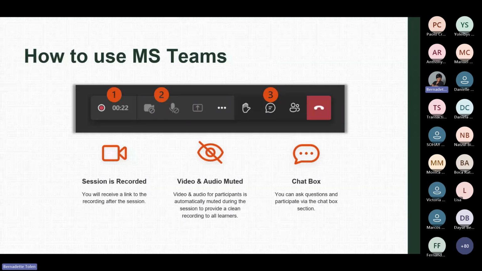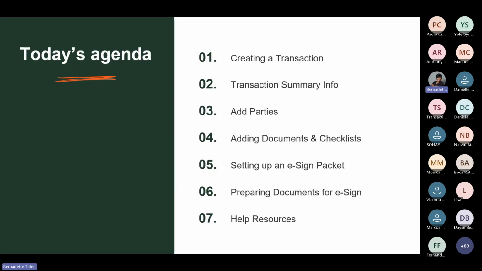Okay. All right. So let me tell you what we're going to be talking about today. We're going to create a transaction together, right? We're going to create a listing transaction together. After we create that transaction, we're going to take a look at the transaction summary information. We're going to talk about how to add parties, which is your customers, how to add documents and checklists. I believe your checklist is already created for you, but we're going to talk about that and take a look at that together.